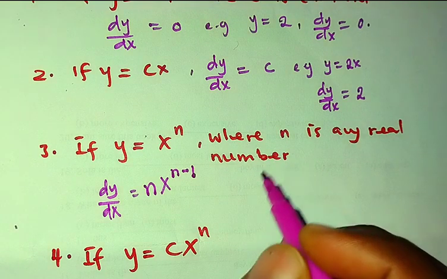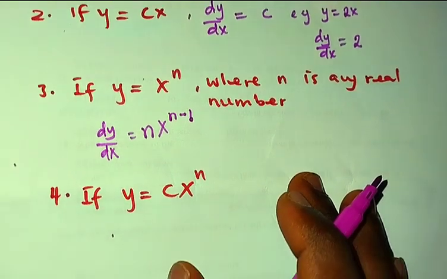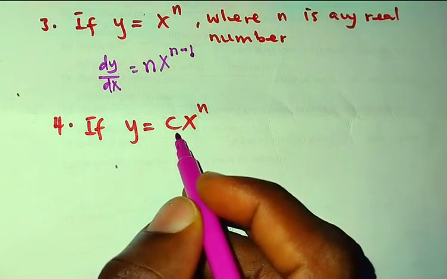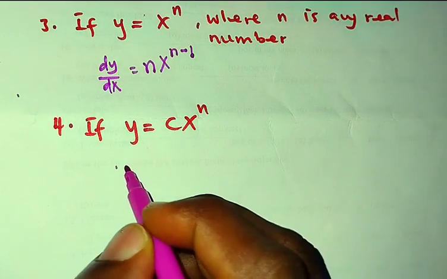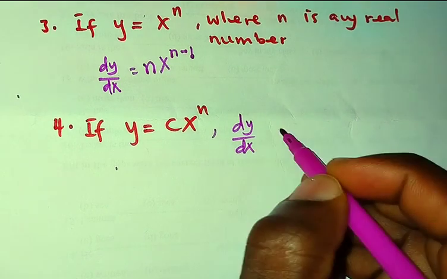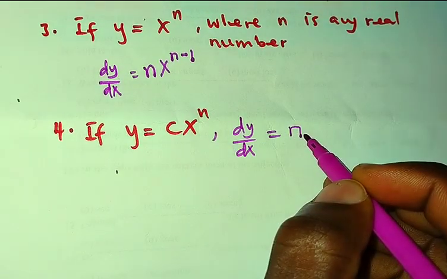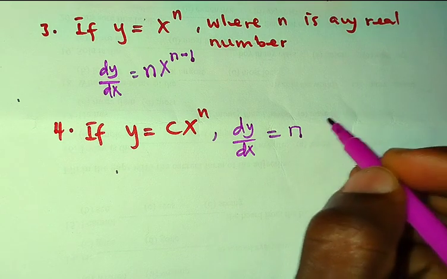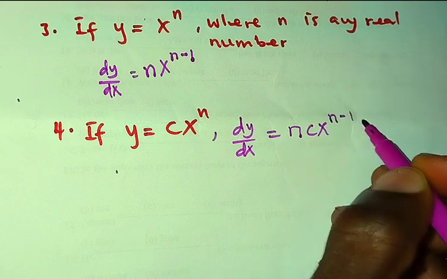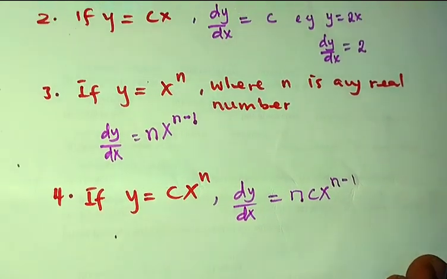So then lastly we have this function 4. So if y is cx to the power n, so dy/dx is going to be the n will come down multiplying this, that is being the constant coefficient of c, then remove 1 from n, and that's all.